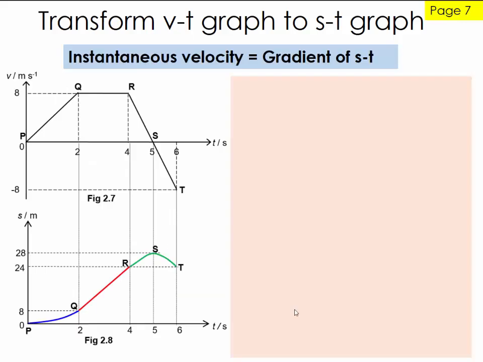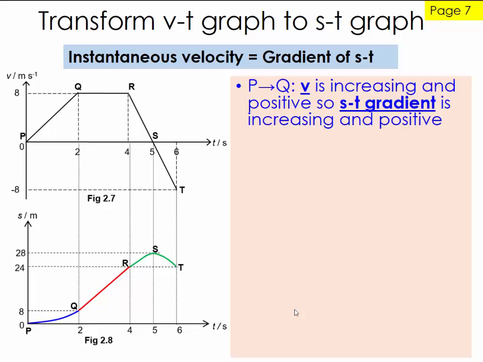Right, let's do a conversion now, a transformation from VT graph to ST graph. From P to Q, velocity is increasing and positive. So the ST gradient is increasing and positive. So I should be able to sketch here that the gradient is increasing. So it's curving upwards, and it is positive, so it is going up, not coming down, because velocity is increasing and positive.